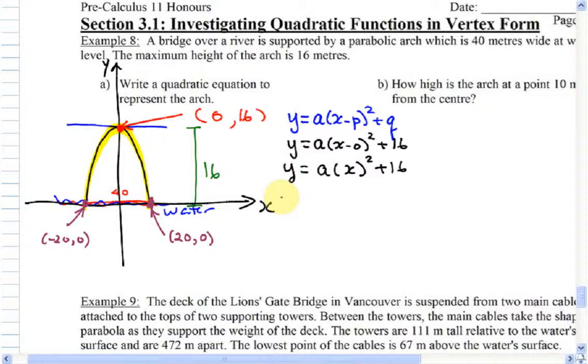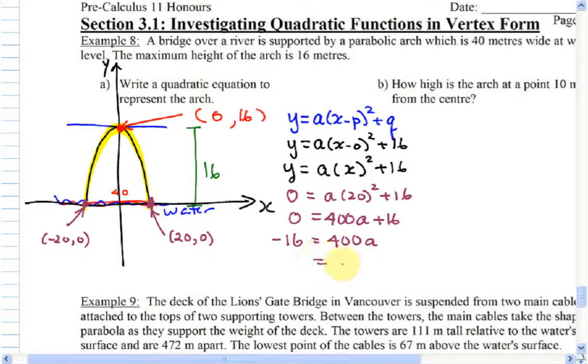Plug in a point. I'll plug in which point? 20 and 0? Sure. Now, you're going to get big numbers here, but that's okay. 20 squared, I think, is 400. 400a plus 16 equals 0. Therefore, if I do some algebra and try to solve for a, negative 16 over 400. Can someone simplify that for me? What's that? Negative 1 over 25? Okay.